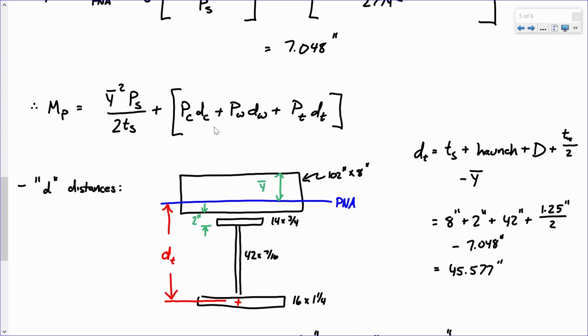7.048 inches from the top. Been a while, but we did this calculation last time. Remember it? So think about that. Plastic neutral axis is in the slab. And what does that mean? It means everything above in compression equals everything below in tension.